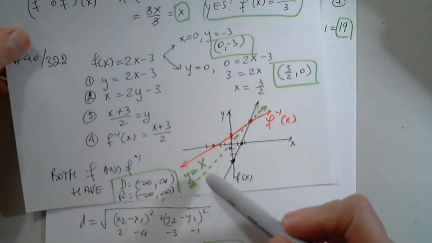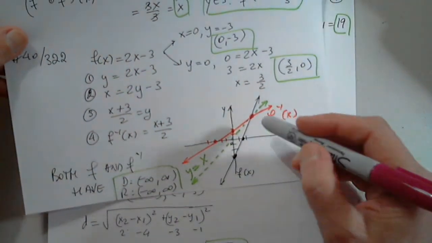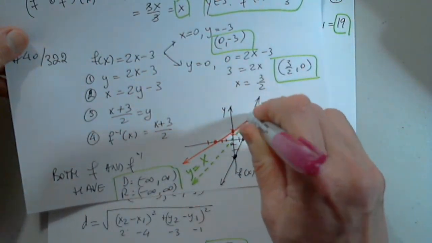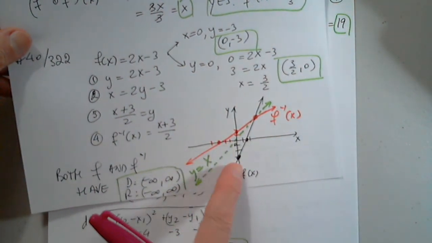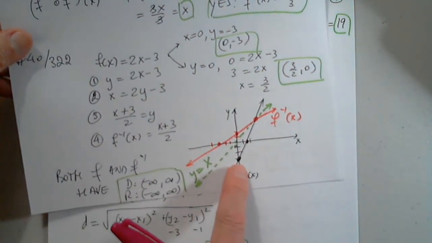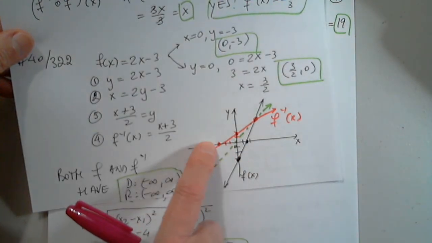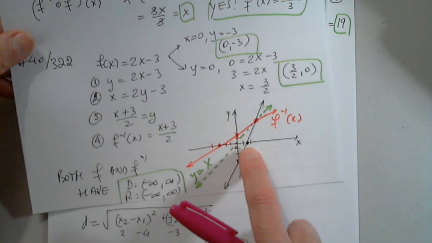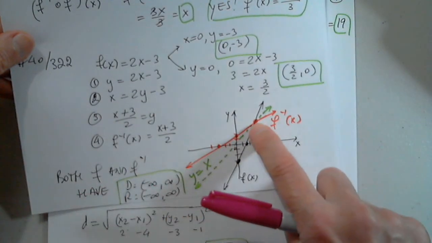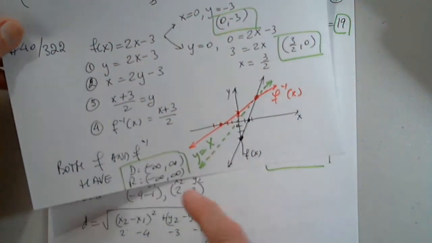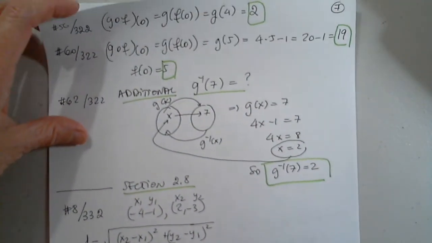Okay, so if the function crosses y equals x in this point, at that same very point, the inverse function will cross. How do I determine these points? I reverse them. So this was 0, negative 3, so now it's negative 3, 0. This point was 3 halves, 0, so now it's 0, 3 halves. And this point has to be part of both. Both domains and range are all real numbers.